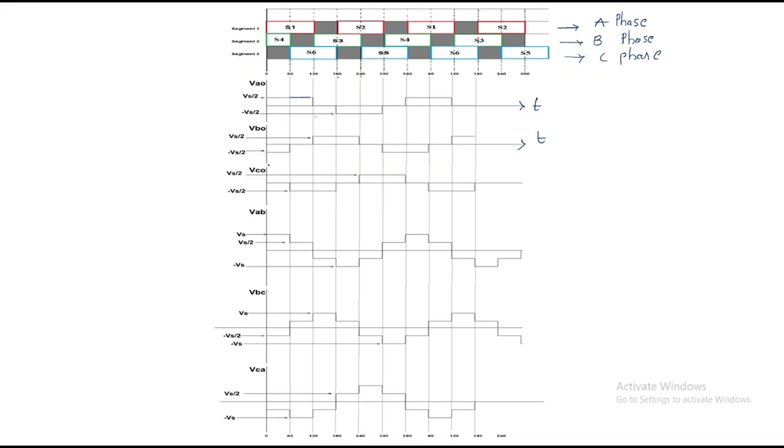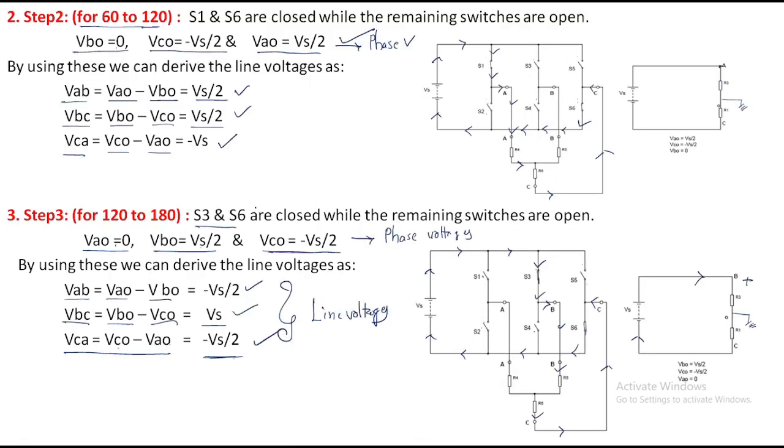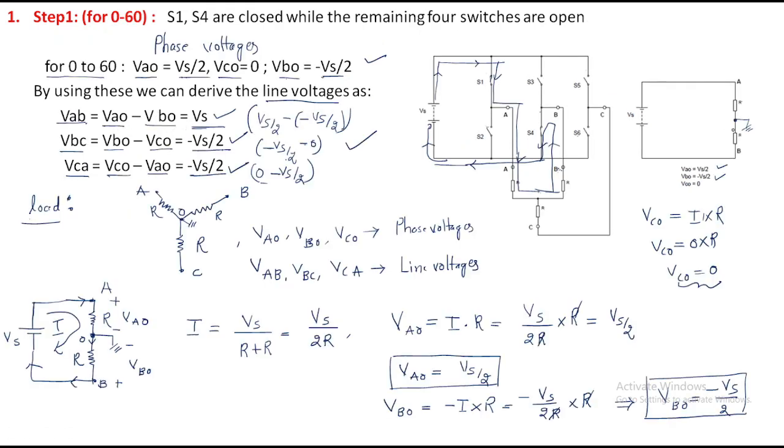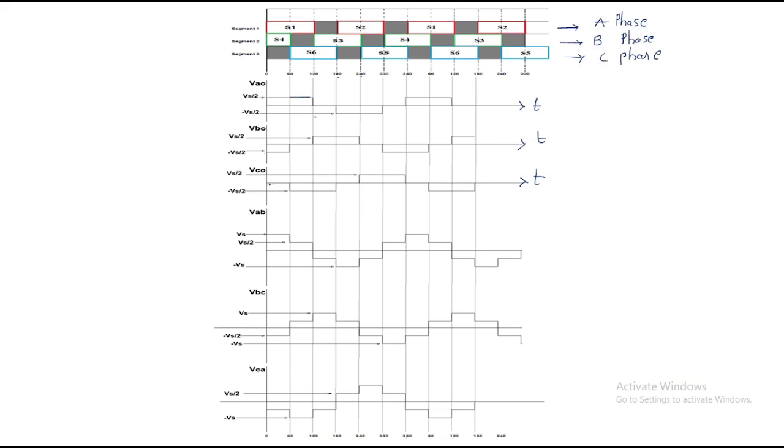For VC naught, the waveform follows this pattern, just observe the waveform. What about VA minus VB? For VAB from 0 to 60 degrees, what is VAB? Plus Vs. So plus Vs means minus Vs by 2 single step, that's why you will get 2 steps. Half is Vs by 2, full step is Vs.